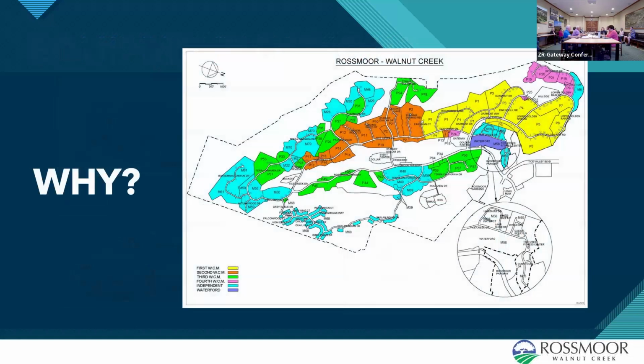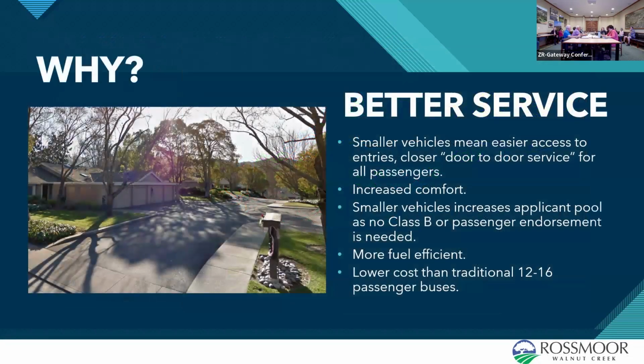We'll go into why we are looking at these. I include the map because we are very large and we have a lot of entries. One of the main reasons we are looking into this is that smaller vehicles would mean easier access to door-to-door service. I included a picture of an entry. Like I said earlier, our buses are not able to go into entries the majority of the time unless we are paratransit. Because of how our buses get in and out, we don't back up into streets, we don't back up into driveways. Having smaller vehicles would allow us to provide door-to-door service for other residents that are not paratransit. It would be a better, closer service.